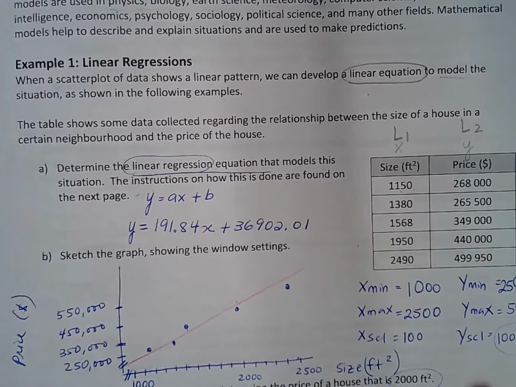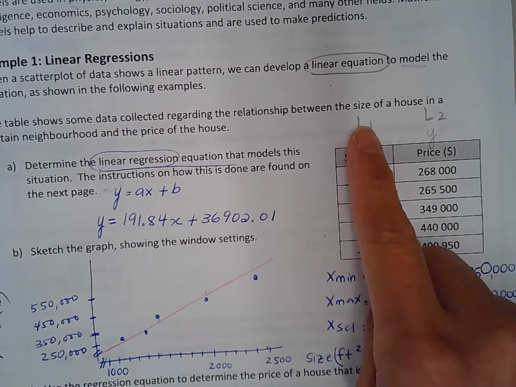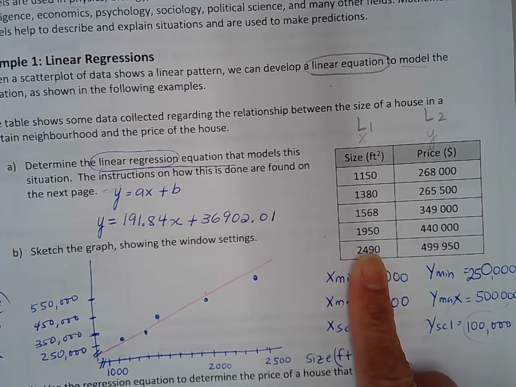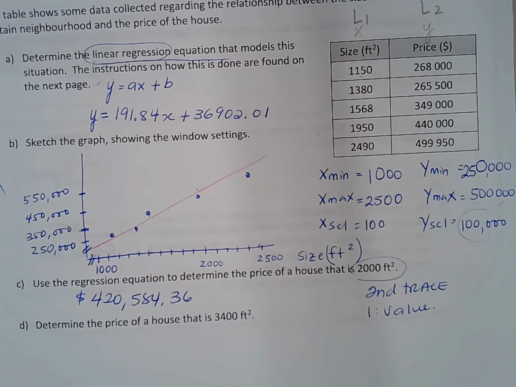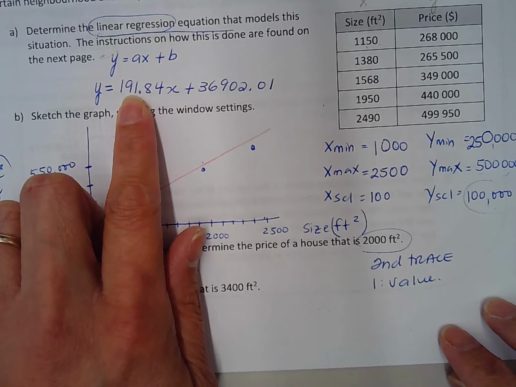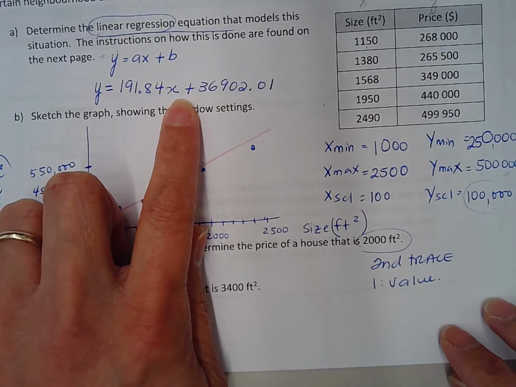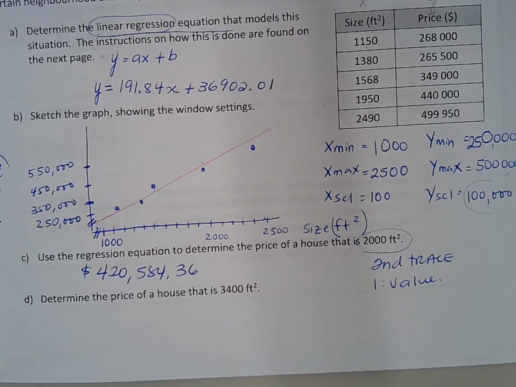So just to recap, and I know some people weren't here yesterday, we put values on L1 and L2, and we figured out the regression equation that relates the size of the house and the selling price of the house. So we got to this equation, y is equal to 191.84x plus $36,902.01.